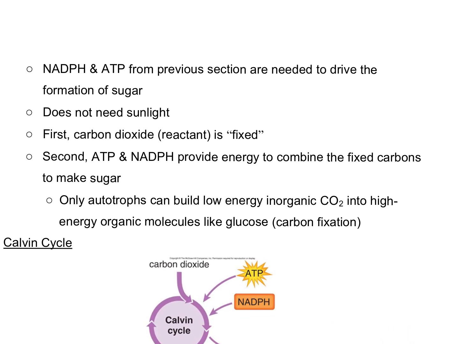Second, ATP and NADPH provide energy to combine the fixed carbons to make sugars. Only autotrophs can build low energy inorganic carbon dioxide into high energy organic molecules like glucose.